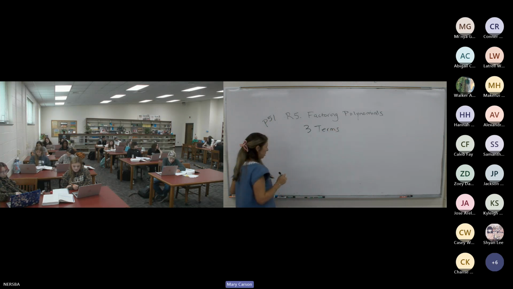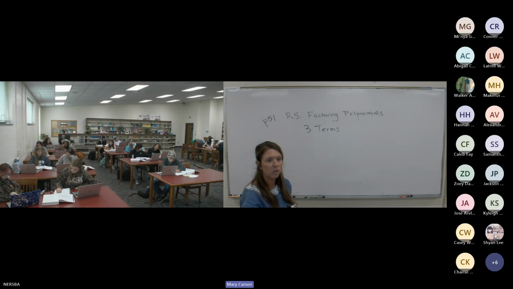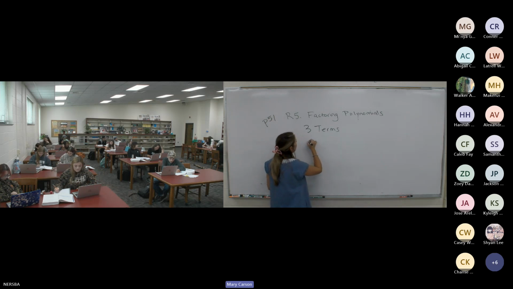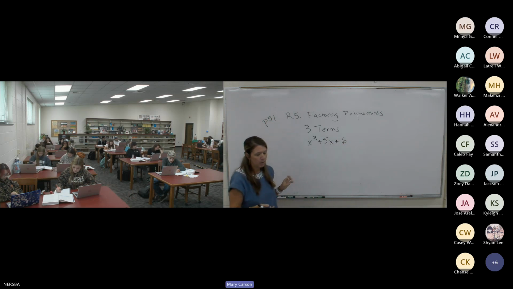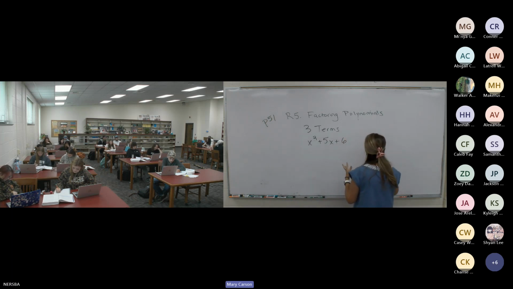So looking at 3 terms, we're going to look at the leading coefficient. When I say the leading coefficient, I mean the number that's in front of your x squared or your y squared or whatever your variable is. If your leading coefficient is 1, then you can just do the guess and check method.